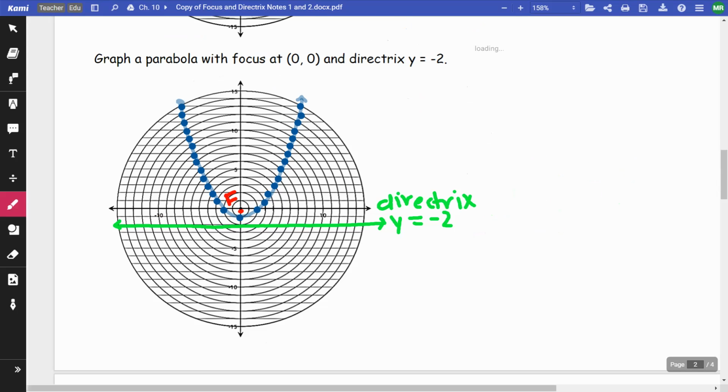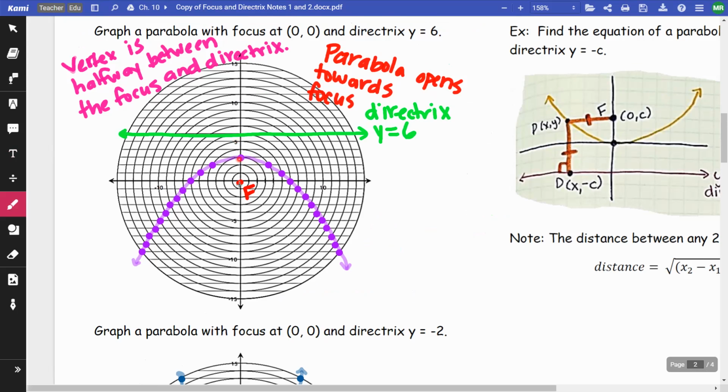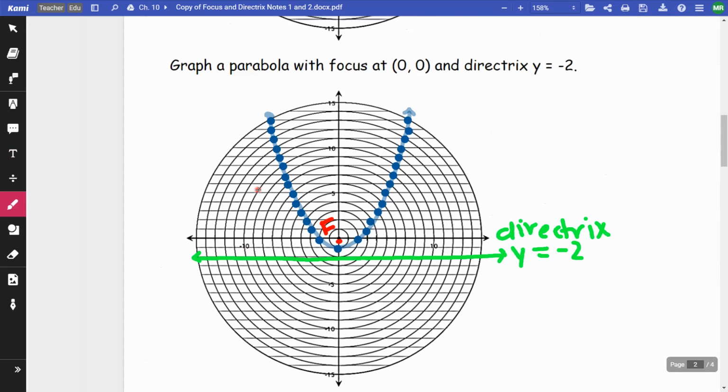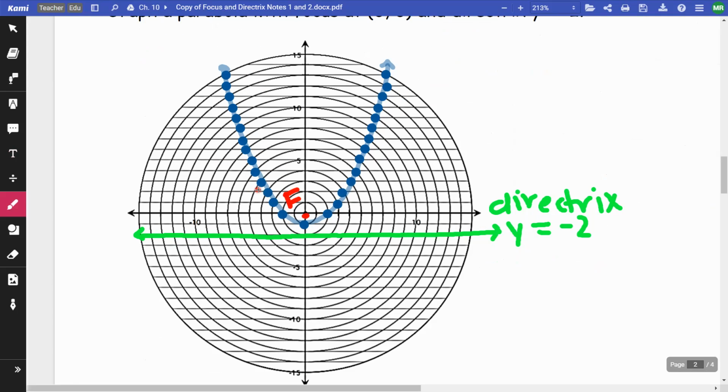When my focus and my directrix are closer together, the parabola is going to be narrower. The further the focus and directrix are away from each other, the wider it's going to be. Okay, so we'll jot that down. I'm going to just jot it down here on the side of one of these.